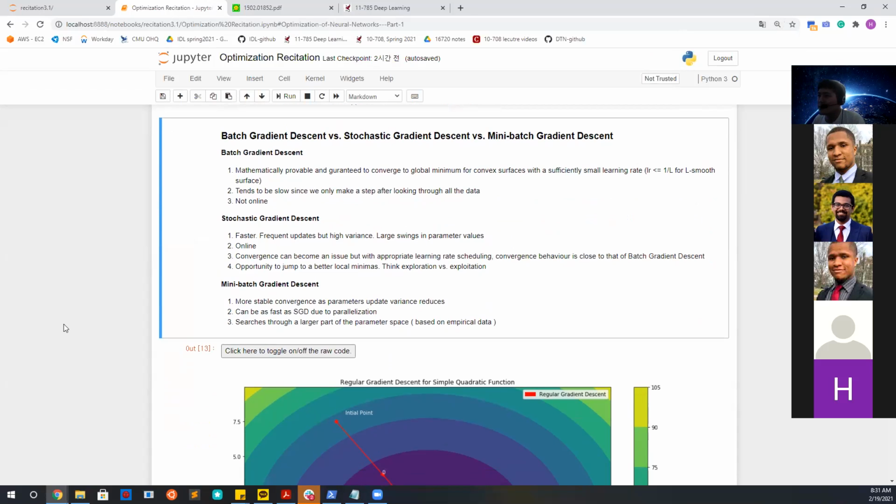Okay, yeah. So I was talking about SGD. With SGD, convergence usually becomes an issue, but with an appropriate scheduler of learning rates, you could make it behave close to batch gradient descent, and you have opportunities to jump between local minima and explore a larger subspace of the parameter space.